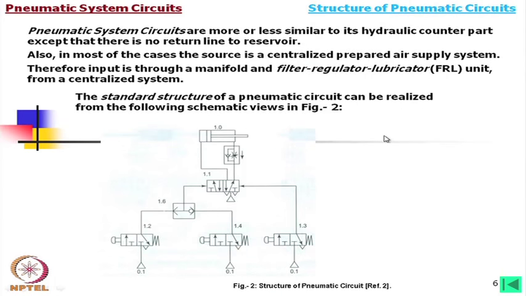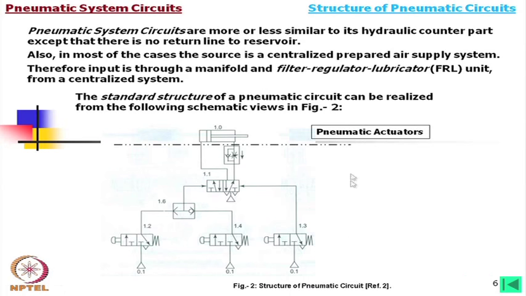Now, we shall look into what the standard structure of a pneumatic circuit should be. That can be realized from the following schematic view, as in this figure. What we find is that this is a pneumatic actuator. This is the application end. We shall call it an actuator, maybe an air motor also.